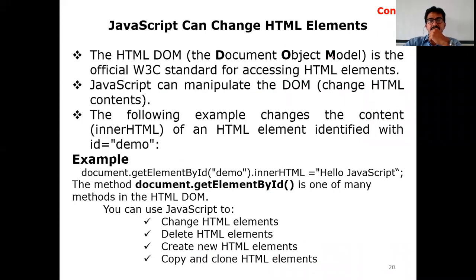And JavaScript, when you consider here, can change the HTML elements. Now, how with the help of JavaScript can we change HTML elements? Changing the HTML elements can be done with the help of the document object model, that is DOM, HTML DOM, the document object model. Now, how are we going to change this? You change the HTML elements with JavaScript with the help of this document object model.